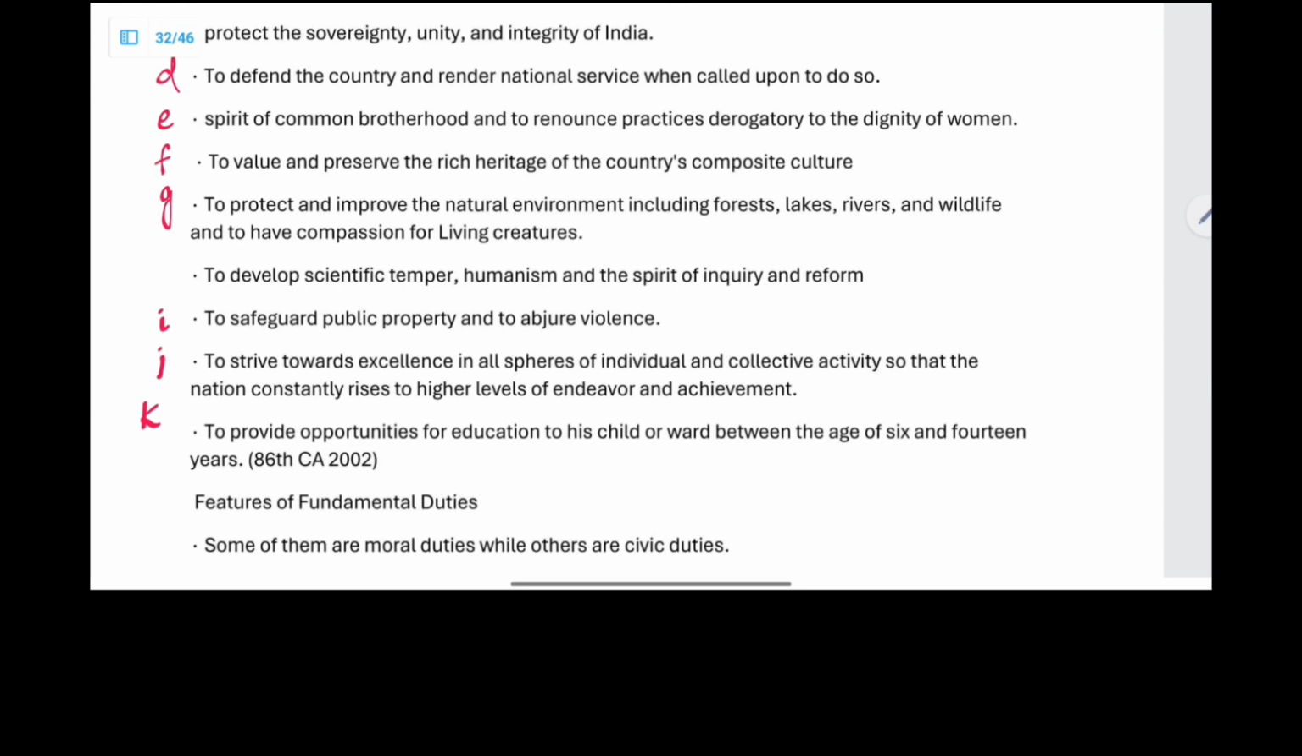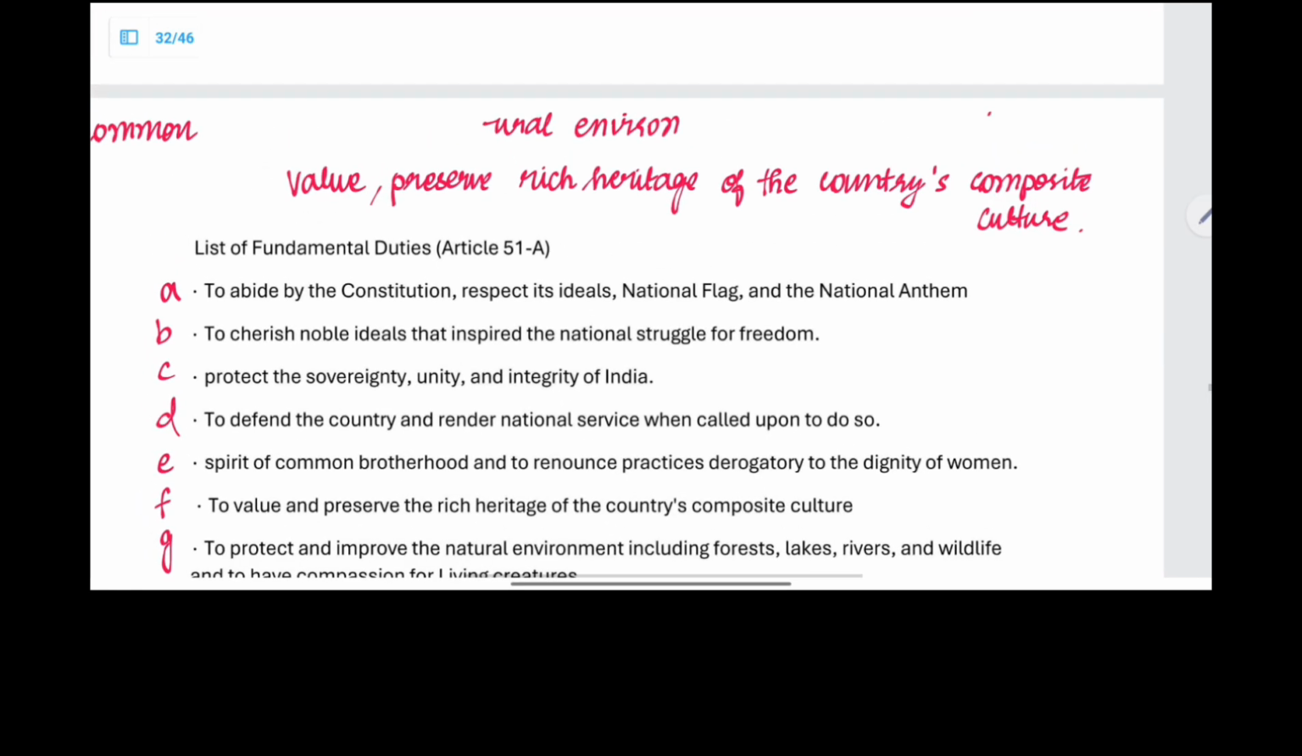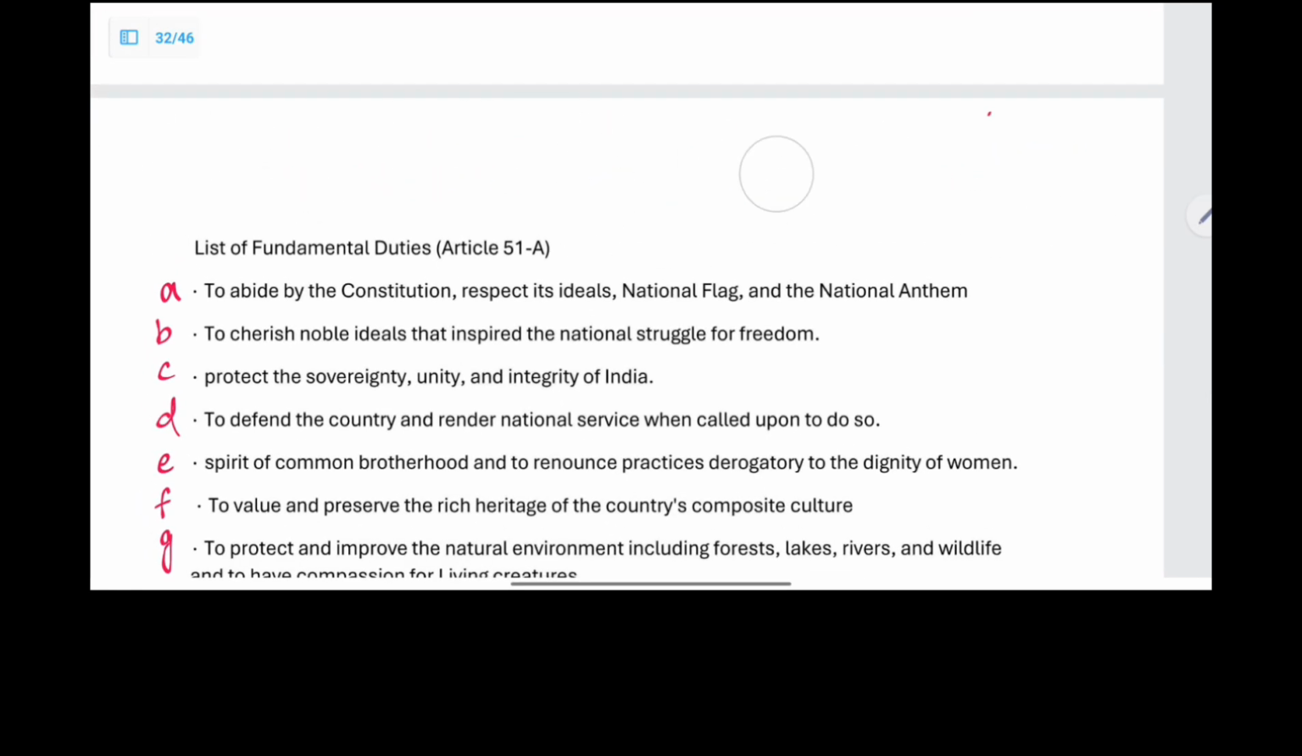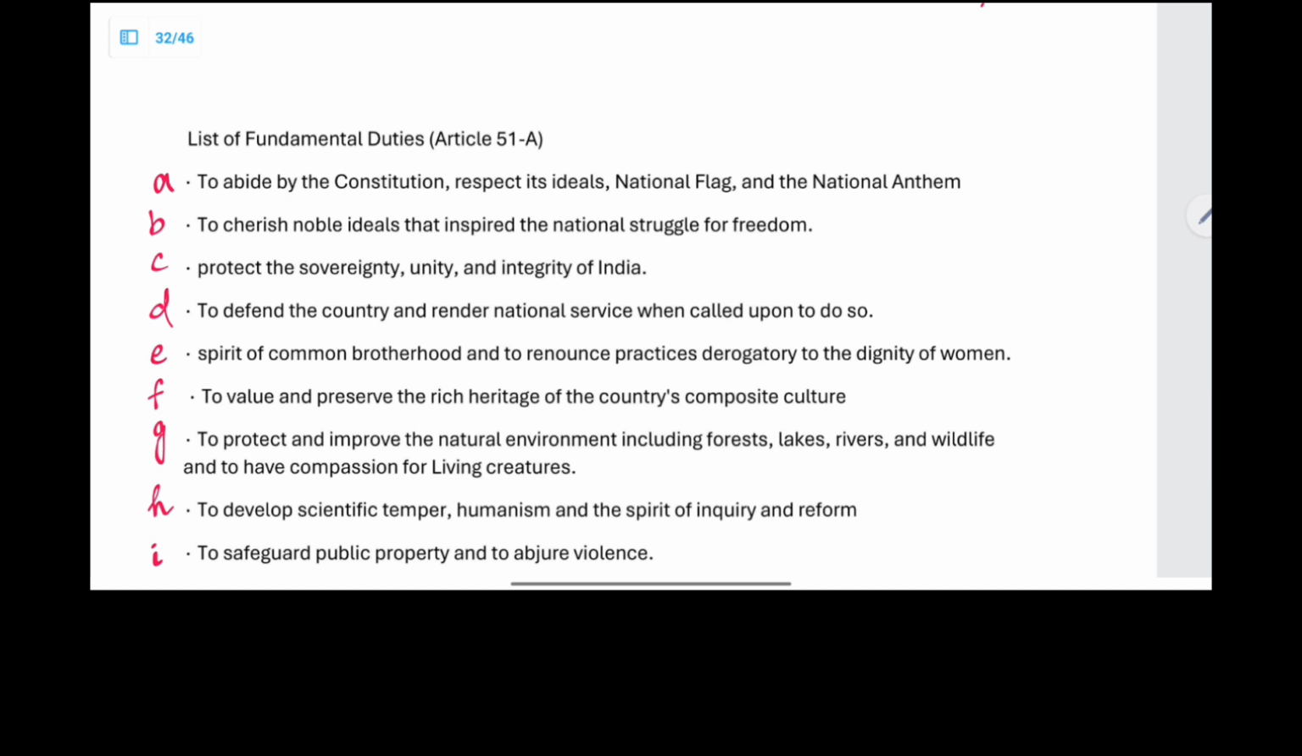Remaining we have four. So let us recap the first seven. When we are speaking about the constitution, we need to abide by and follow the constitution. Otherwise, we will get arrested, imprisoned. Abide by the constitution and respect the ideals, national flag, and national anthem. We are going by the constitution and we are respecting its ideals, national flag, national anthem.